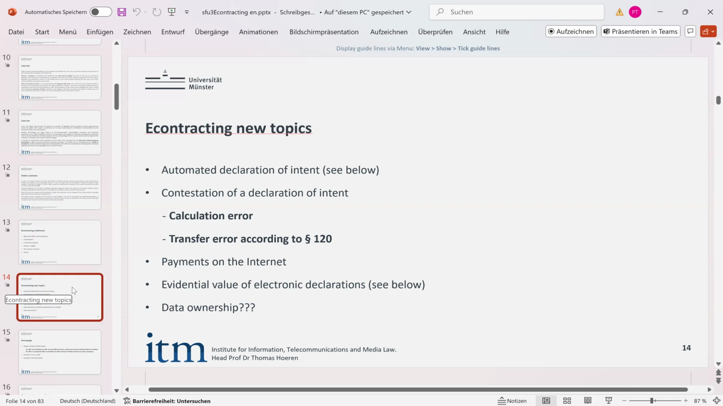So, very, very important, automatic declaration of intent. Can a machine give an offer or acceptance? Let us use the example of AI. Can AI as a robot order for you anything which you want?